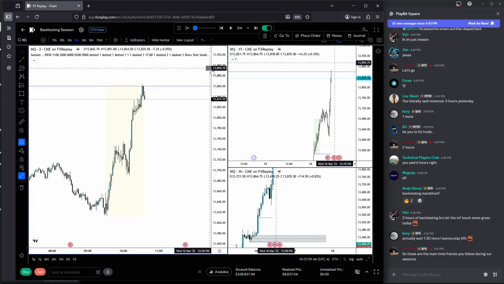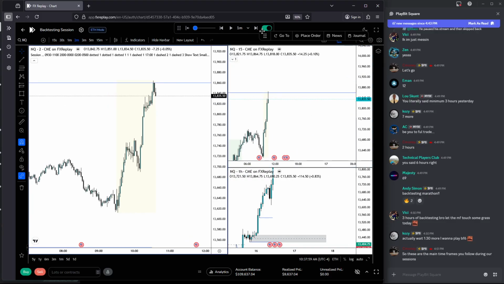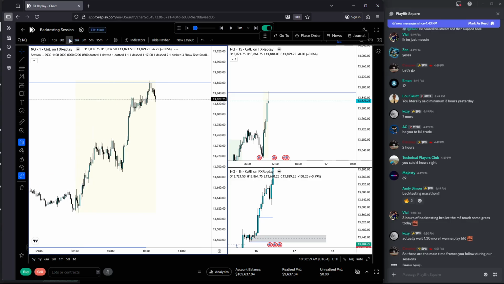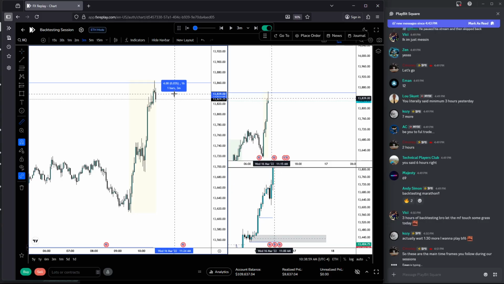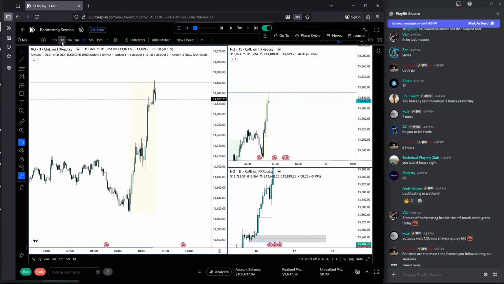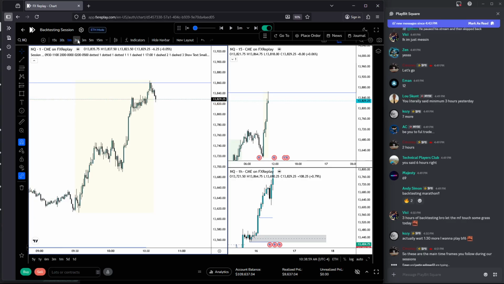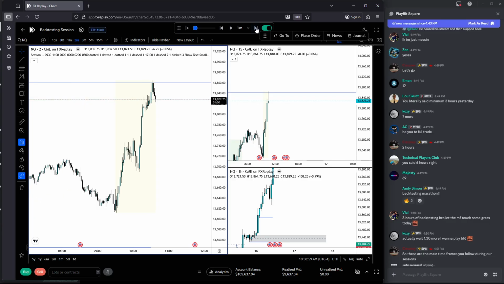Okay, high is swept, but I don't see any good reactions right now. I don't see any good gaps. This is like a baby gap. What is this? 4 points? No. Nothing combined. I don't see anything good.